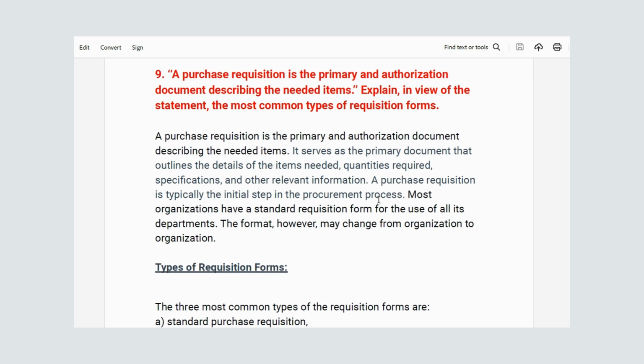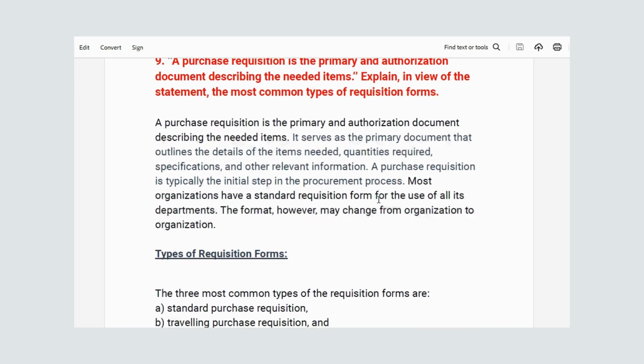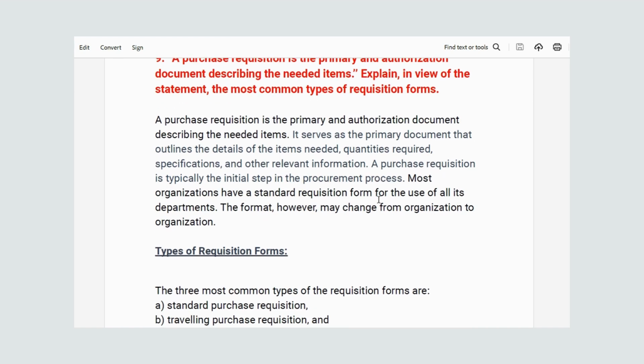Okay, so we can say that a purchase requisition is typically the initial stage in the procurement process. What the organization needs, what are the inventory or what are the materials an organization needs for production or manufacturing or rendering services. For those things, the first and foremost thing we do is creating a purchase requisition form. So most organizations now have a standard requisition form for use of all their departments. Okay, so the format may change from organization to organization.